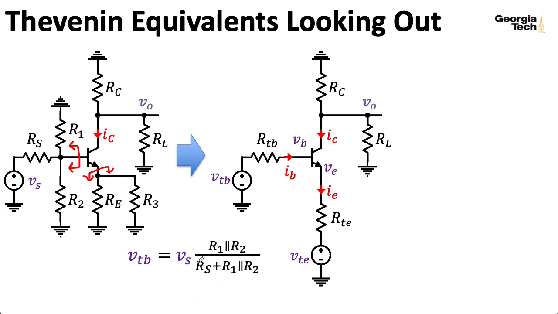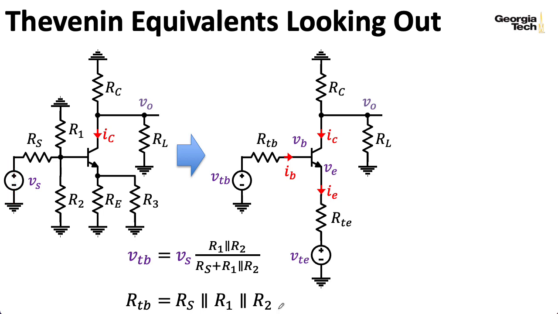So, the equivalent looking out of the base is basically a voltage divider. So R1 and R2 here are just a parallel combination of resistors, and that winds up going on top. And then you get a sum of that with RS, the source impedance. So we have VTB equals VS times this voltage divider. Now, to compute the Thevenin resistance looking out of the base, I need to zero out this independent voltage source here, and now I have three resistors in parallel to ground, RS, R1, and R2.